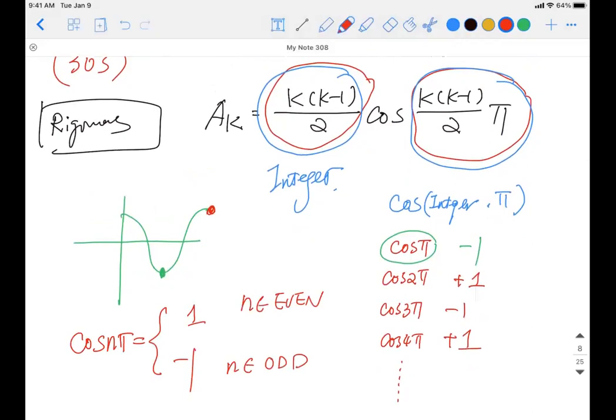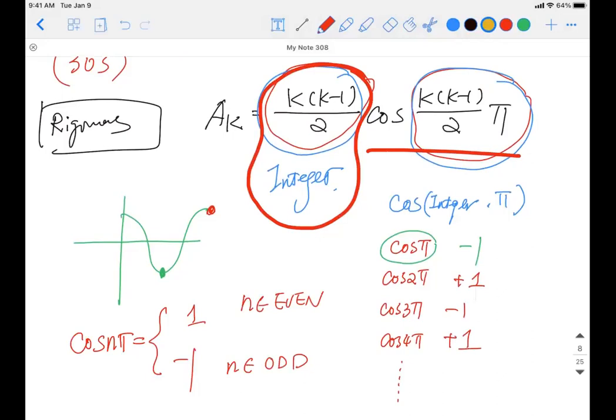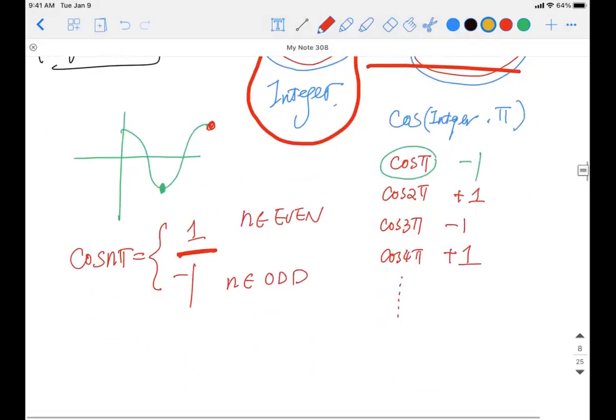Okay. So that being said, I think you will understand what you're going to do. For the first part, you don't have very much. This is always an integer. That's it. While for the cosine pi part, it really depends on k times k minus 1 divided by 2. If this is even, you always have the cosine value equal to 1. If this is odd, you always have cosine value equal to -1.